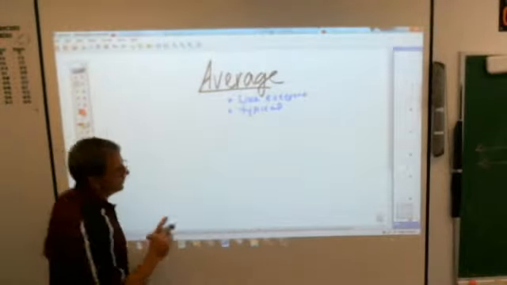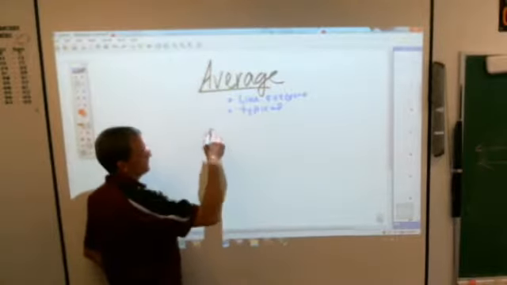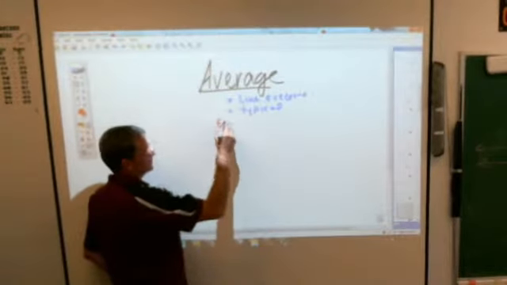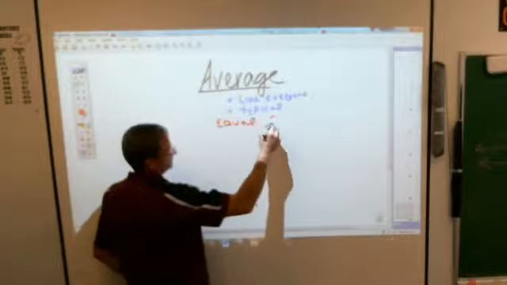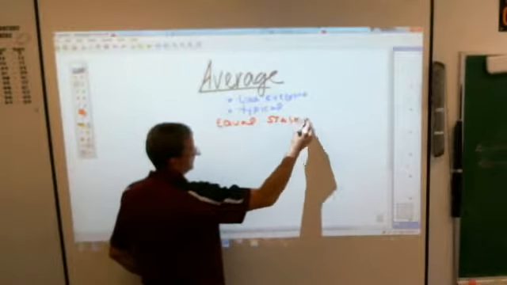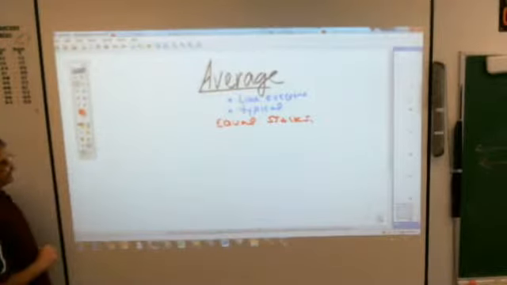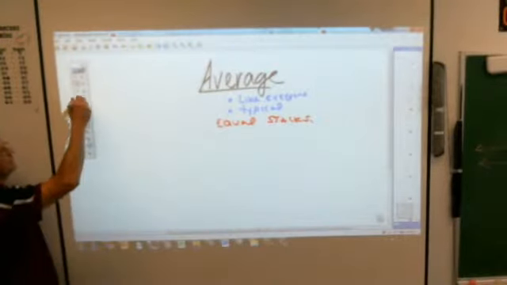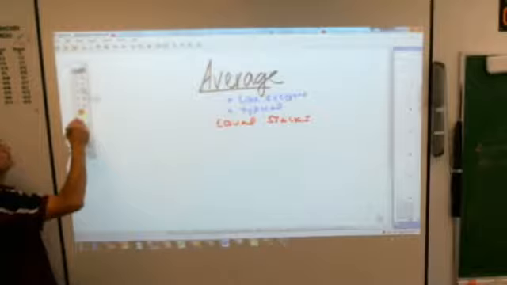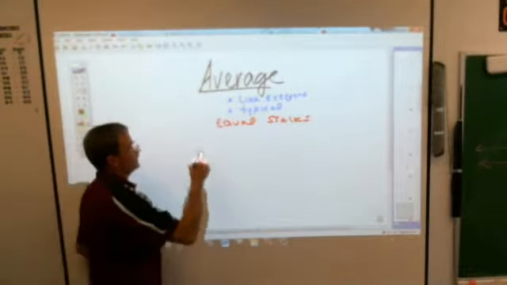A lot of times when they talk about averages, they talk about making equal stacks. If you see that, they're generally asking you for averages. Let me see. Can I draw an equal stack? I don't know. And by that I mean this.